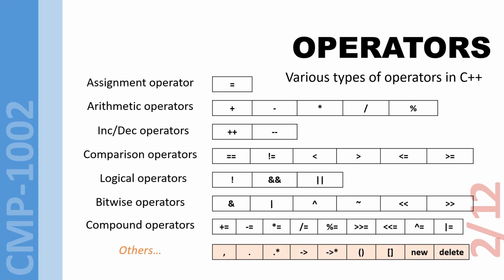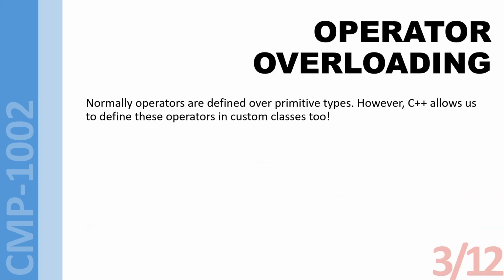There are also some other operators that are seldom used, or you just know them as an operator, but you don't consider them as an operator. For example, new and delete are actually operators, but it just feels like they are kind of functions. Regular parentheses and square brackets are actually also operators, but they are a little bit strange operators, let's say. So, as I mentioned, normally operators are defined over primitive classes. However, if we need them, C++ allows us to define these operators in custom classes too.